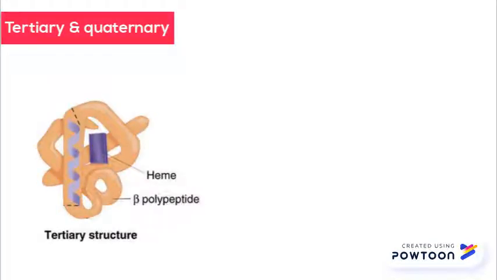The tertiary structure is the overall three-dimensional structure of a polypeptide. It is formed primarily due to the interactions between the R groups of the amino acids that make up the protein. The quaternary structure is made up of 2 or more tertiary structures.